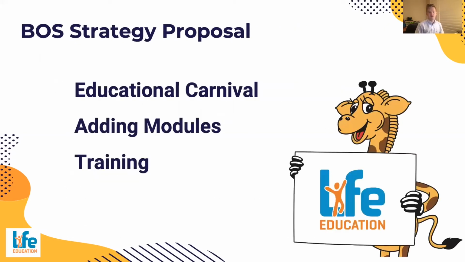Now, to address all of these problems, our group has come up with the following 3 Blue Ocean strategy ideas that we believe will best enable life education to reach these goals. The first being an educational carnival, which Tommy will explore later. The second being adding additional modules to address non-customers, which Chloe will also explore. And lastly, the introduction of a training program, which Emma will explore further down the track.